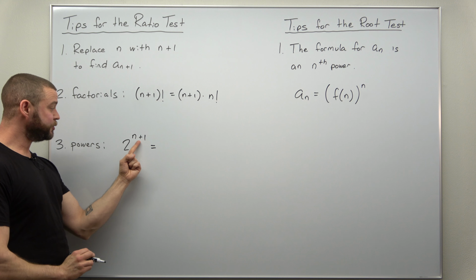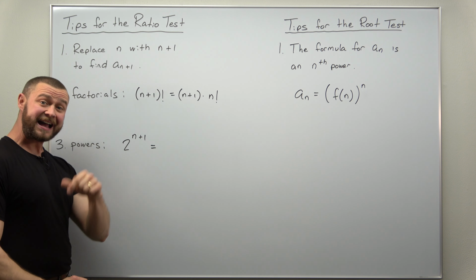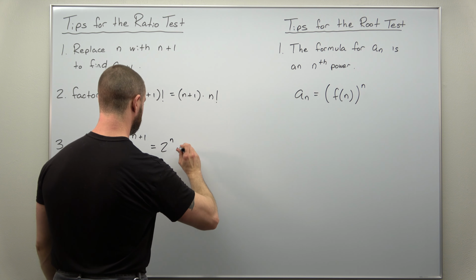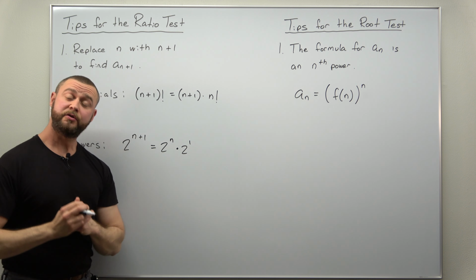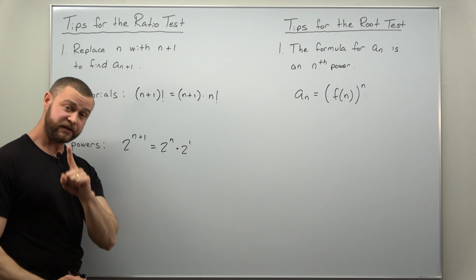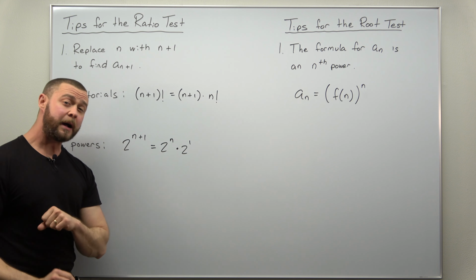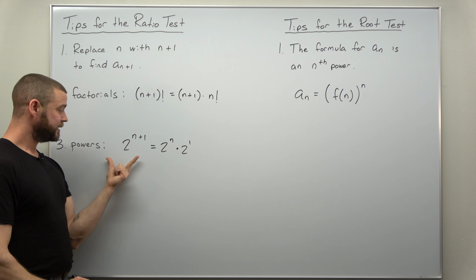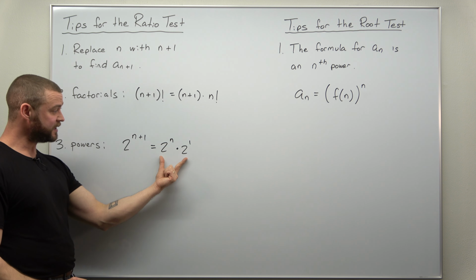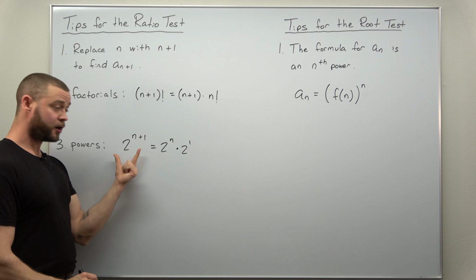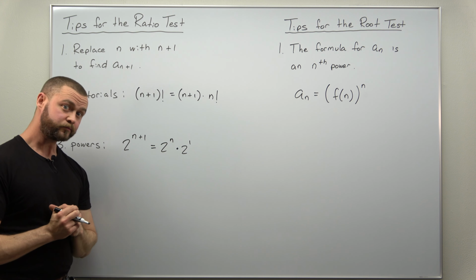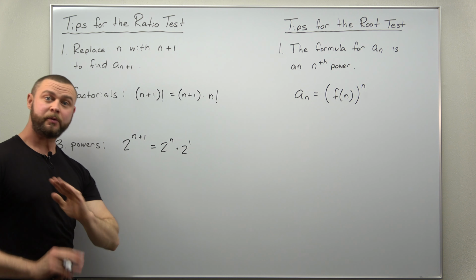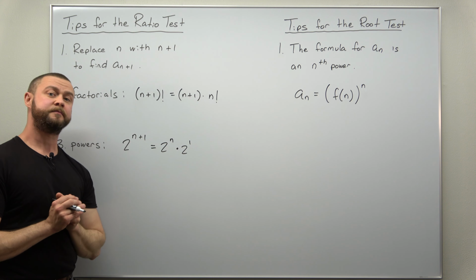And I can split this up due to the addition in the exponent. I can rewrite this as 2 to the n times 2 to the 1. And again, this is a basic exponent rule. You're probably most used to applying this going from the right side to the left. In other words, multiply same bases, you can add the exponents. Here, we're just reversing that. So likely when you apply the ratio test, these 3 tips will probably get applied to most problems.